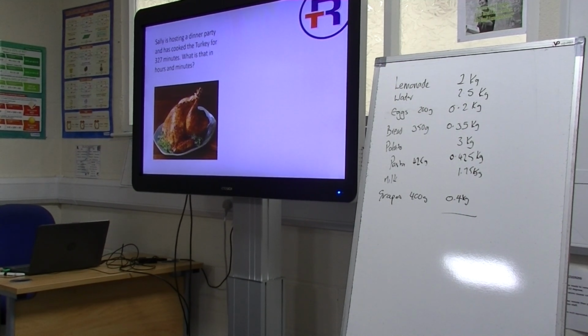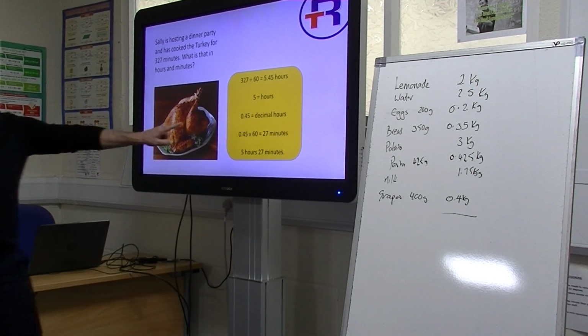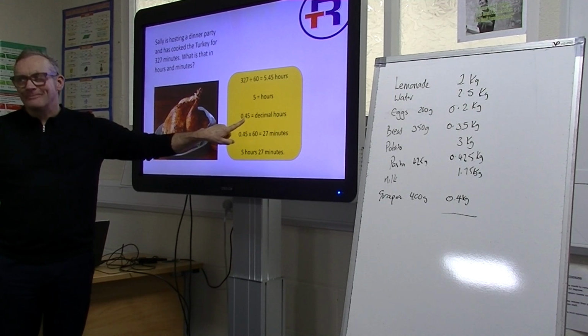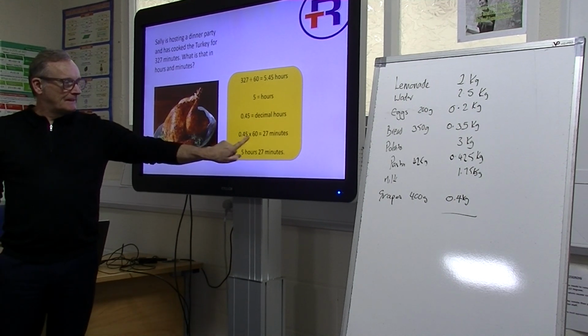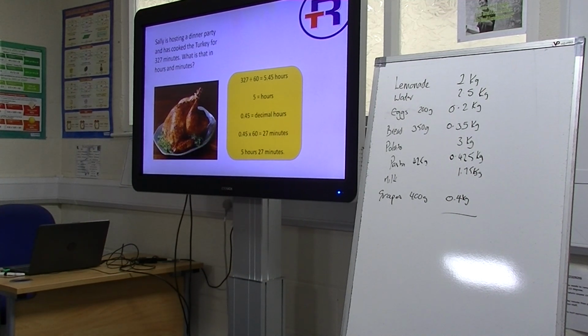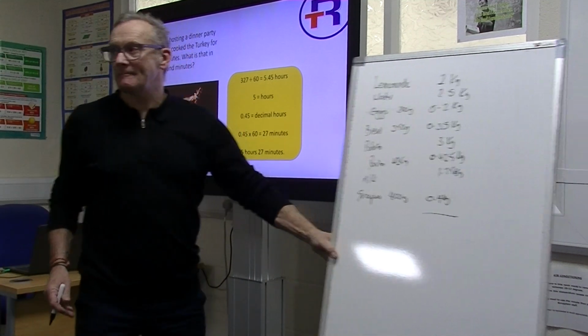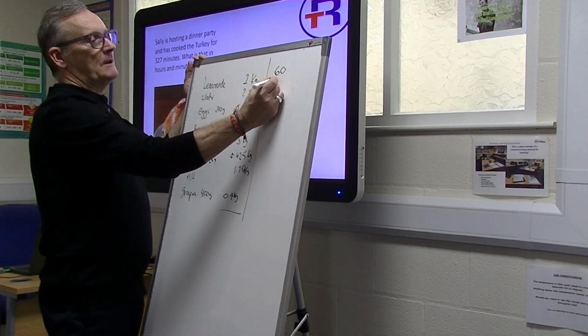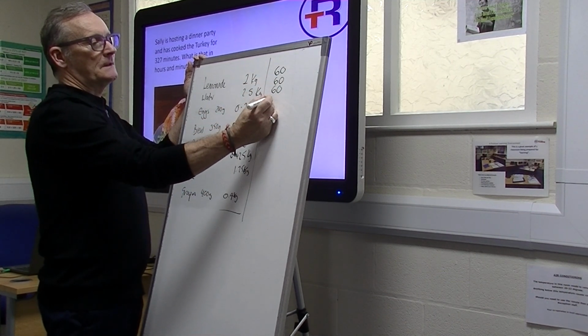5.45? Yeah. 5 hours 27? Because you've got 0.45 as decimal hours, so you needed to convert that. So you do 5 hours and convert it to 45. The easiest way to work that one, to be perfectly honest, is just to do this: 60 minutes.